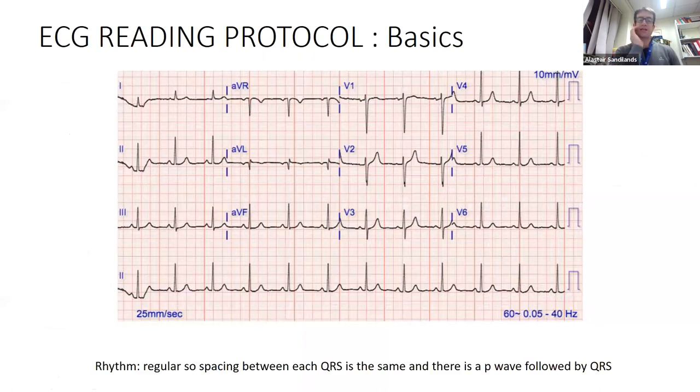So the rhythm, let's talk about the rhythm next. We use the rhythm strip for our rhythm. The rhythm is looking at the spacing between every QRS. If we look here, between every QRS the spacing is exactly the same. There's no change. It's roughly 4 large squares from each beat, and you can visually see that it looks regular. Because there is a P wave before every QRS, we know that this is therefore sinus rhythm. Okay, so sinus rhythm, regular rhythm.